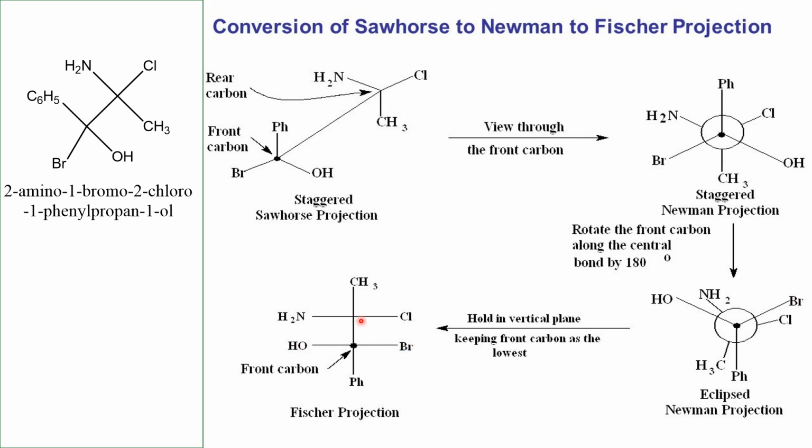And in the rear carbon there is methyl down. So the group that is down in the back carbon should be kept at the top of the Fischer projection. Therefore we have the methyl at the top, amino at the left, bromine, chlorine at the right. And that is what we have taken in the Fischer also. This is how the Sawhorse can be converted to Newman and Newman can be converted to Fischer.